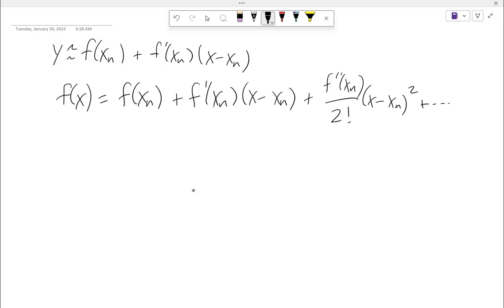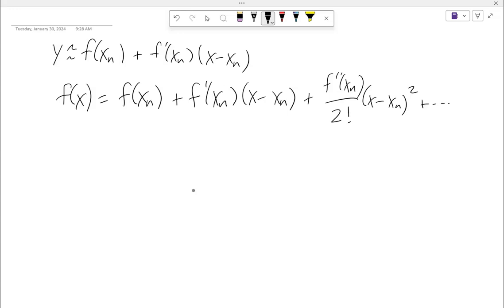Notice that if I lop off the end, that's our tangent line approximation, right? We refer to that as a Taylor polynomial of degree 1. That's our linear approximation. If we want to do another one, that would be a Taylor polynomial of degree 2, quadratic approximation, and so on down the line, right?